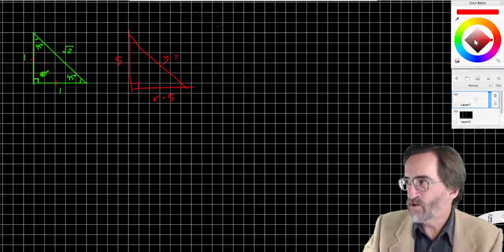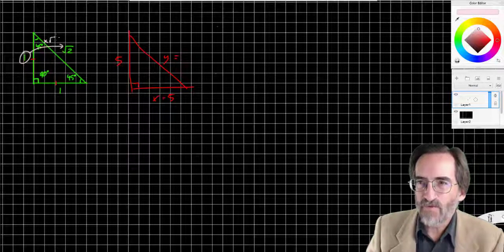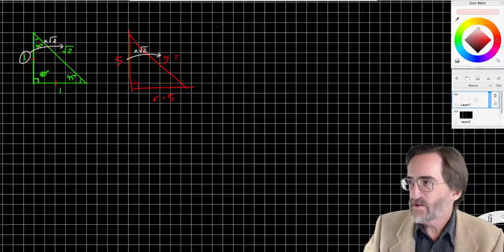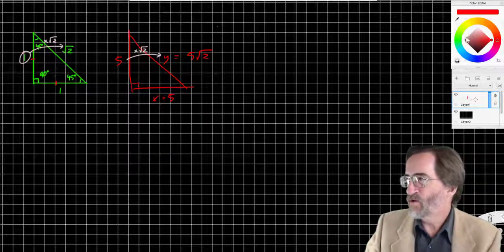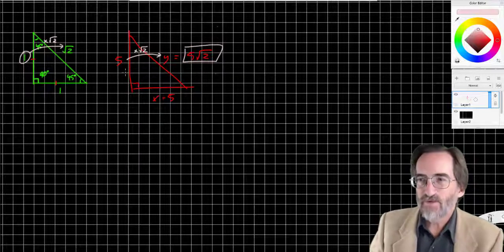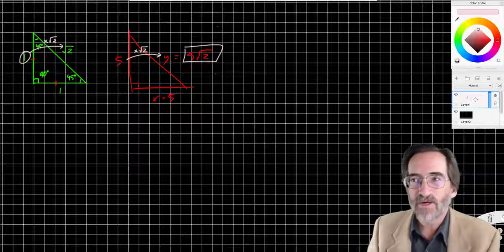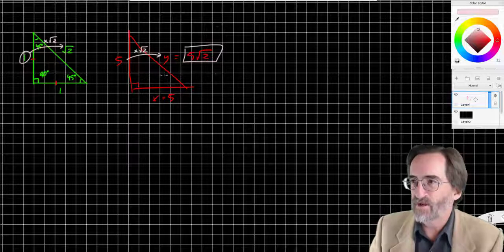Now here's the way I do it. You can write and solve a proportion, but here's what I do. I have the short leg. What do I do to 1 to turn it into root 2? I multiply by root 2. So what do I do to 5 to get that side? I multiply by root 2. So the answer is 5 square root 2. Okay? And so that's it: if you have the short leg of a 45, 45 right triangle, multiply by square root 2 and you get the hypotenuse, the diagonal.